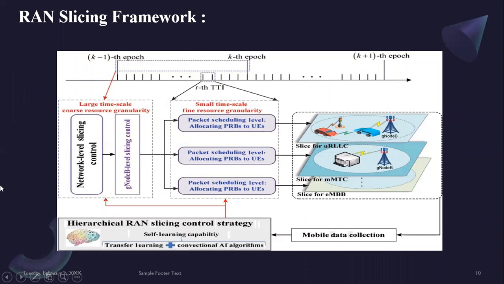This is the framework for the RAN slicing network level slicing control. In this, there is a network level slicing control. This is the large time scale, coarse granularity, and this is the small time scale, fine resource granularity. These are the slices for URLLC, slices for mMTC, slices for eMBB. Then this mobile data will be collected here, and this will be sent to the hierarchical RAN slicing control strategy. Here, the self-learning capability, transfer learning plus conventional AI algorithms.